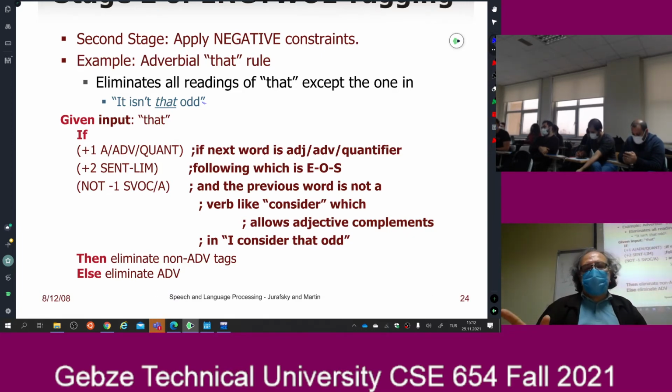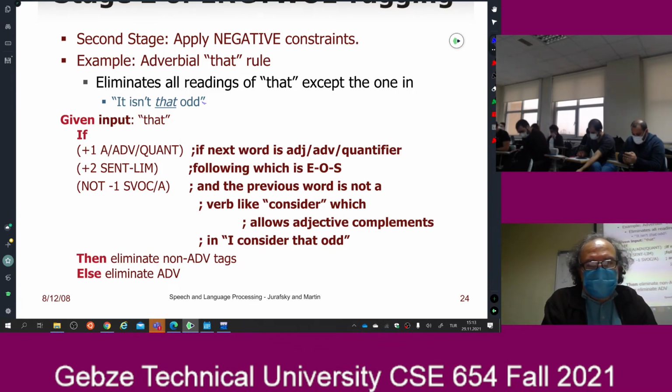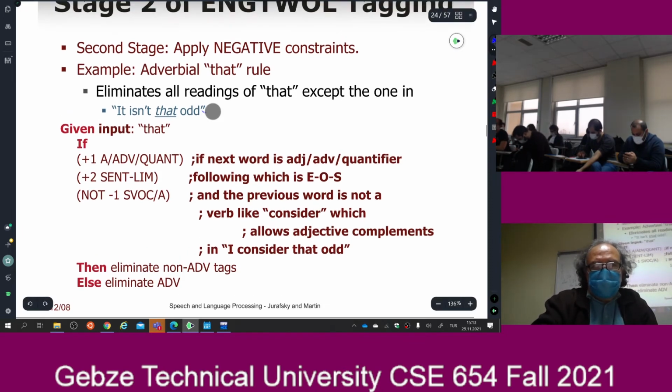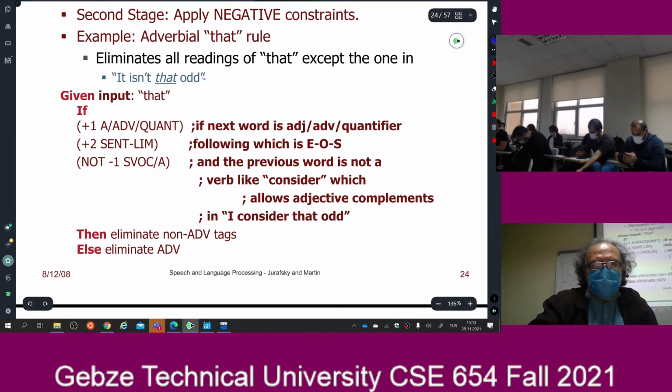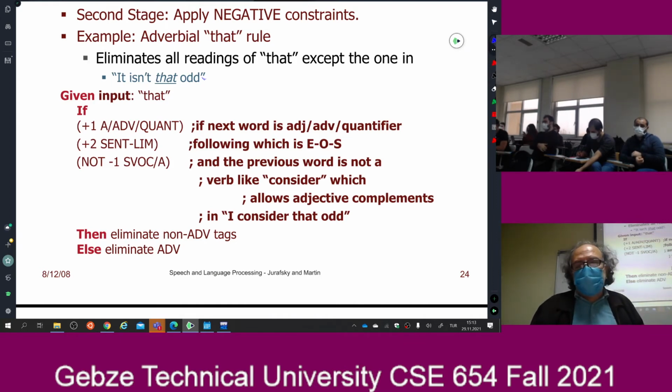So we are going to make this decision. Either eliminate all of them, all the rest, or eliminate adverb. Okay? This isn't that odd. It says that this should be at the end of the sentence. After that it should be either adjective, adverb, or quantifier. Okay? So one example.